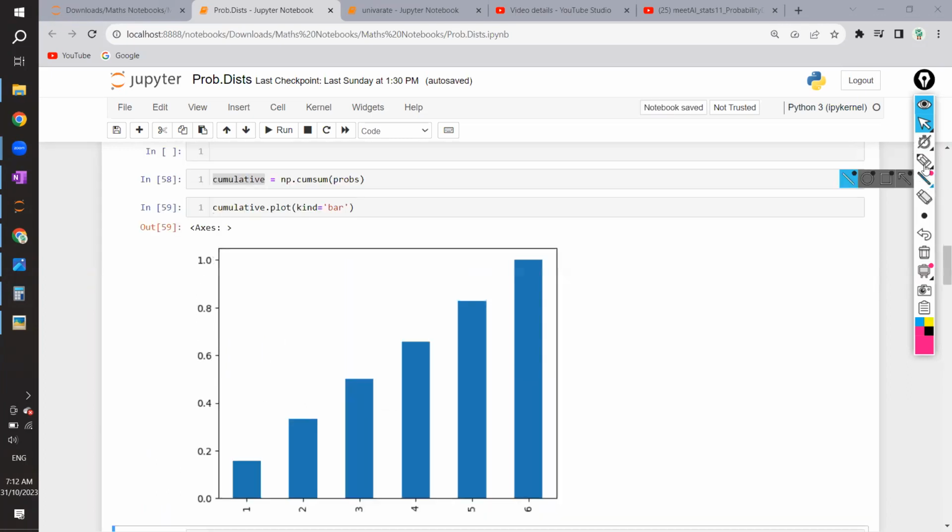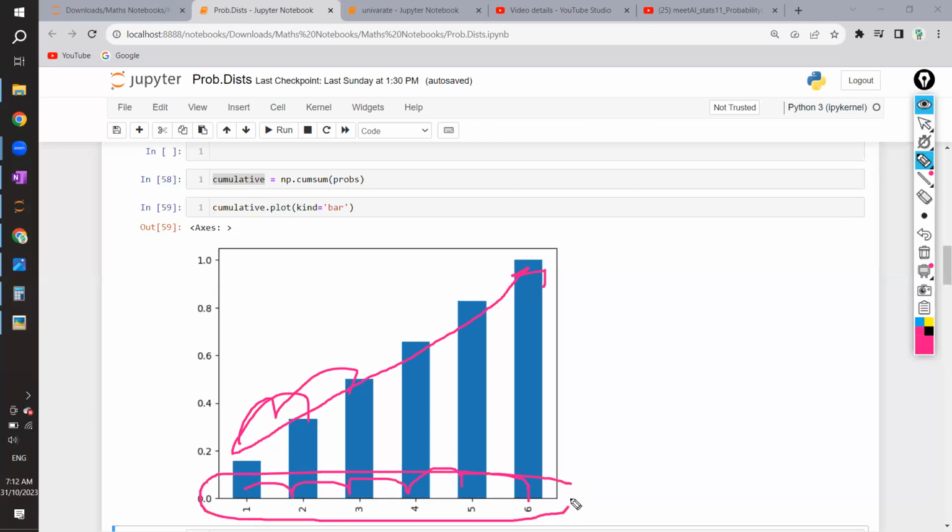That's why you see cumulative graphs are always like this, always increasing this way. For 2 it will be 2 plus 1, for 3 it will be 3 plus 1 plus 2. For 6 it will be 6 plus 5 plus 4 plus 3 plus 2 plus 1. That means adding all the probabilities. What should be the sum of all probabilities, guys? 1. So that's why you can see 1 here.